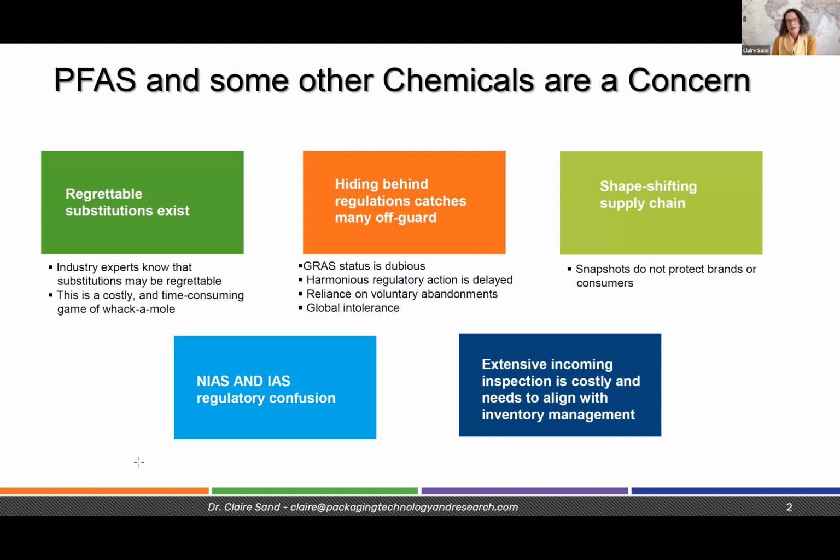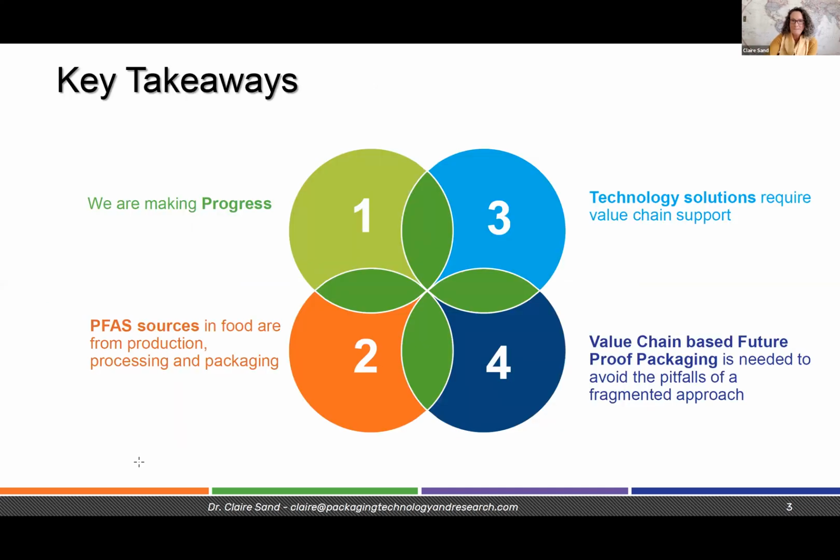The other thing that's happening in industry, in the lower left, and in regulation, is that non-intentionally added substances and intentionally added substances are being confused in a regulatory manner, and also within the value chain between brands, packaging suppliers, and then also with our waste recycling systems. Weldon's going to be talking about our shape-shifting supply chain, so I'm not going to go into that at all, and I'm looking forward to his thoughts on that.